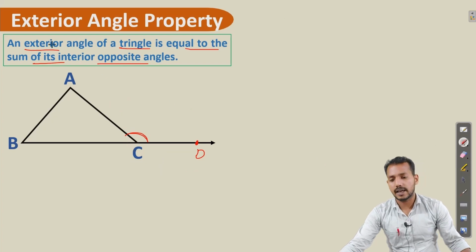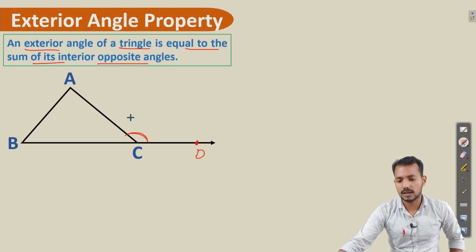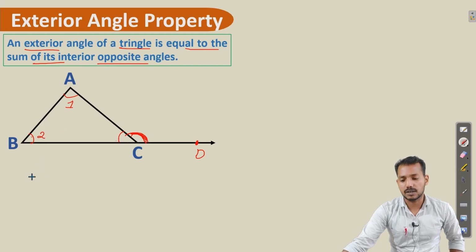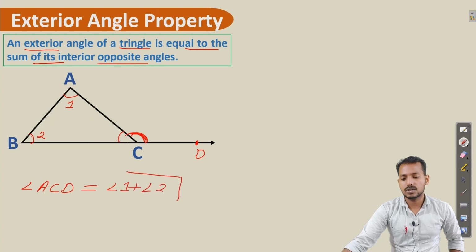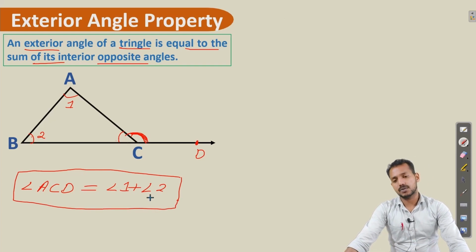What does it say? That the exterior angle is equal to the sum of its interior opposite angles. What are the interior angles of the triangle? 3 angles are here, am I right? Angle A, angle B, angle C. So we can name them angle 1 and angle 2. According to this property, the exterior angle, that is angle ACD, is equal to angle 1 plus angle 2. This is what this property states. So it is a very important property: the exterior angle is equal to the sum of the interior opposite angles.